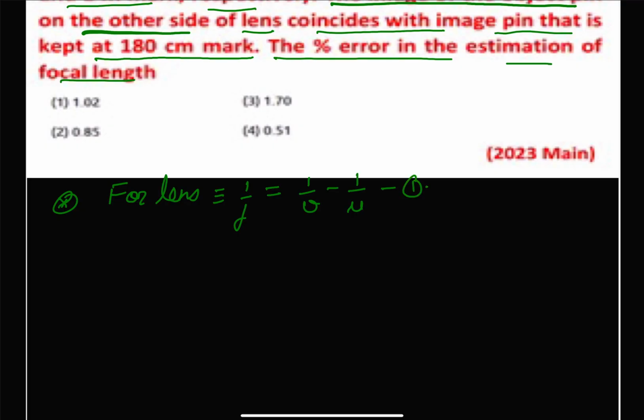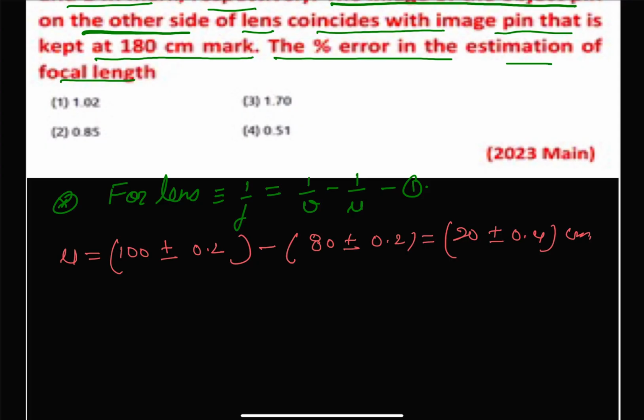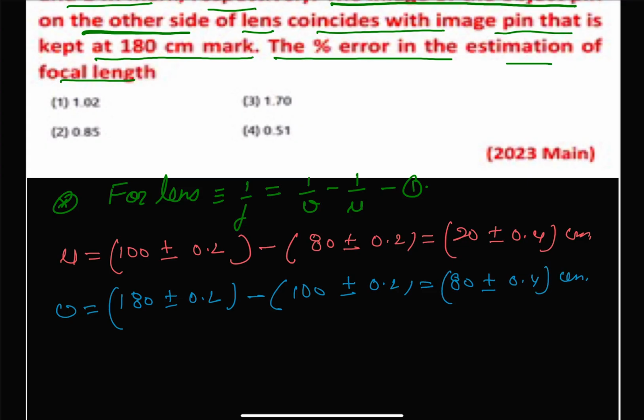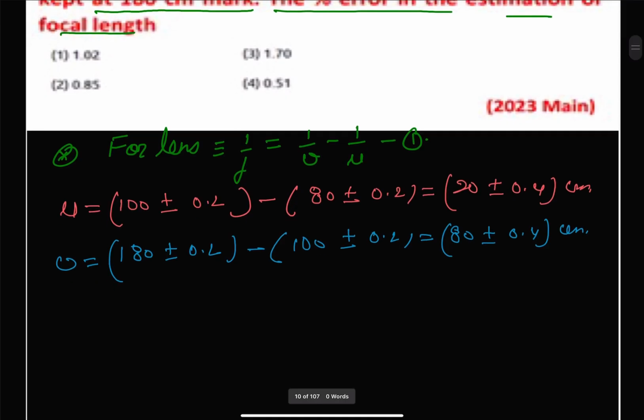And we are given that our u is 100 plus minus 0.2 minus 80 plus minus 0.2, and this comes as 20 plus minus 0.4 centimeters. Now we can find out our v. v will be equal to 180 plus minus 0.2 minus 100 plus minus 0.2. This gives us 80 plus minus 0.4 centimeters. So we were able to find out the position of the image and position of the object with respect to pole.